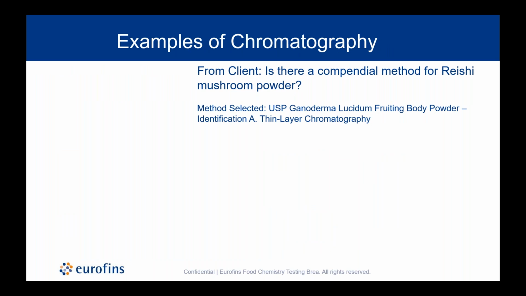So now we'll move into some more examples. The first three were reported as conforms, and now we're going to explore some maybe more complex problems that you could encounter in your TLC testing. So a client has a reishi mushroom powder. They submitted it for identity testing. The compendial test method available is the USP, identification A, thin layer chromatography. And this method is for reishi mushroom powder, indicating it's a crude fruiting body powder, not an extract.